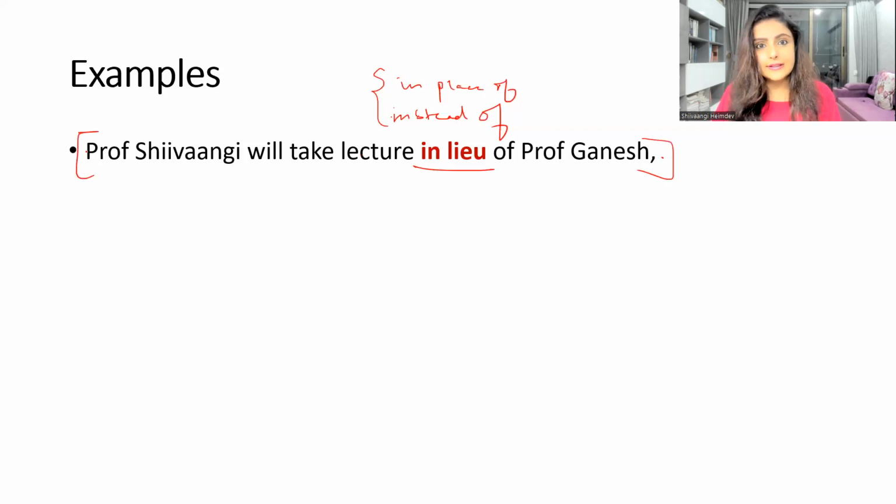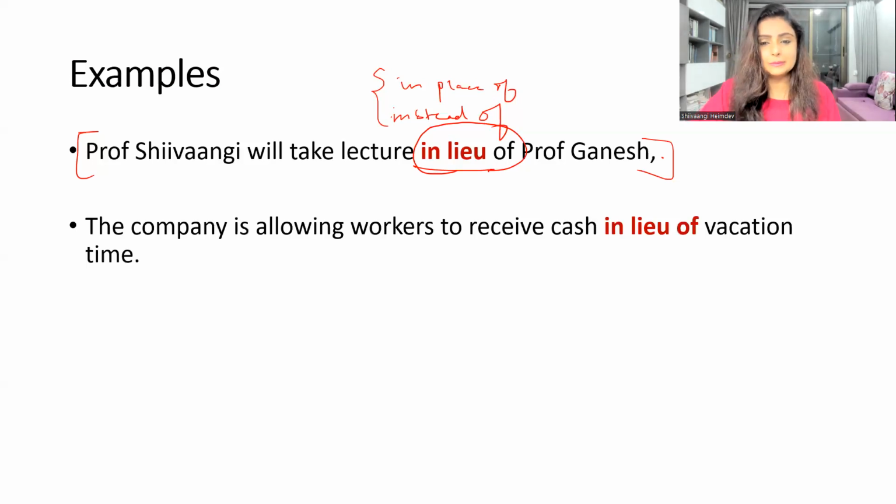What is this formal context? Wherein you are making an announcement to the students. It could be an educational institute wherein you are addressing the students, or even if you are writing to the students, it's a formal environment. Here, "instead of" and "in place of" look a bit informal. So it's always better to use "in lieu of". Professor Shivangi will take the lecture in lieu of Professor Ganesh.